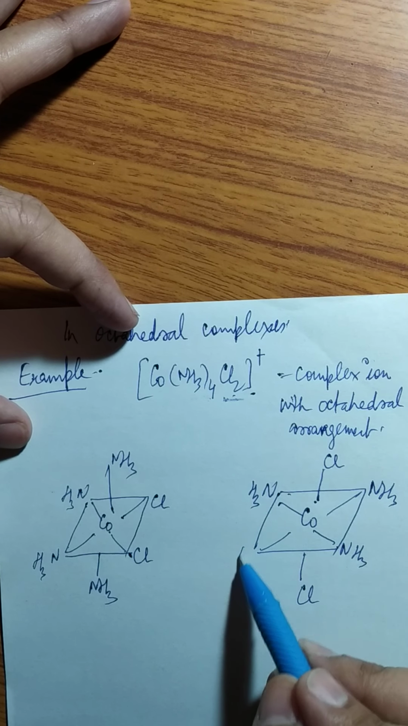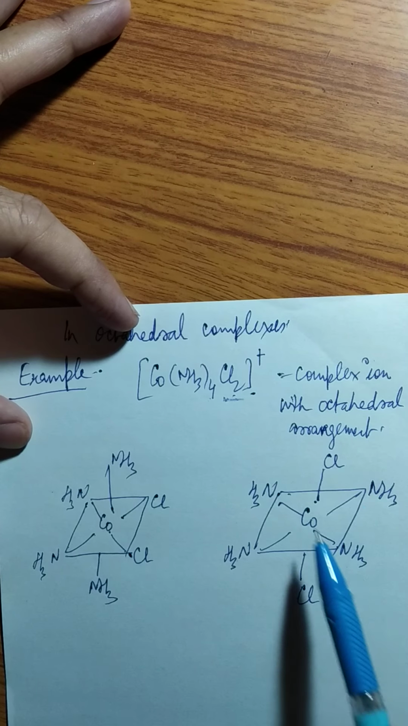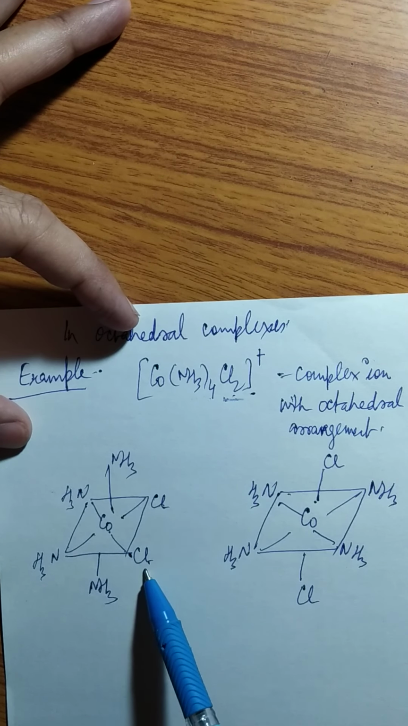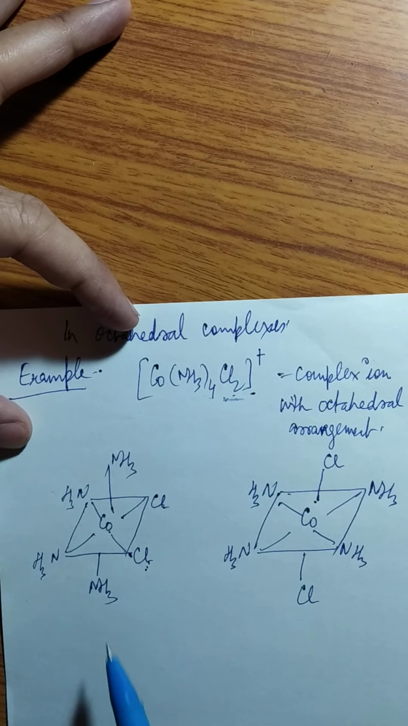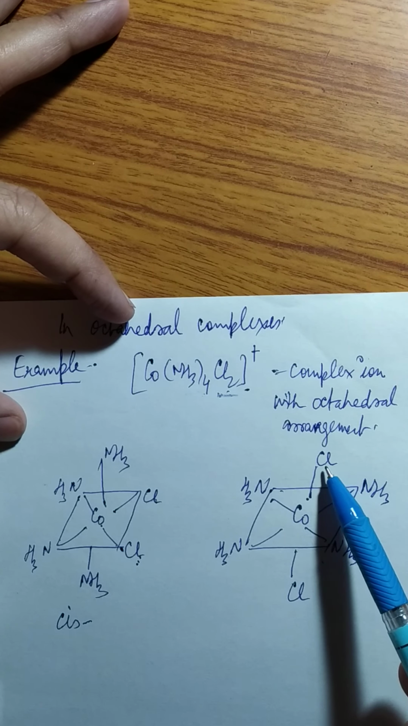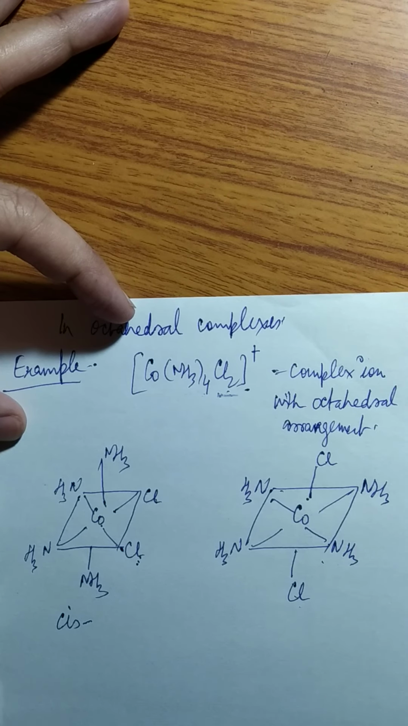When all the chlorine ligands occupy the corner of the square planar, or the plane of the paper, and when these chlorine ligands are on the same side, the type of isomer is known as cis, while in this compound, when the chlorines occupy the anti position, or we can say they are opposite to each other, the form is known as trans.